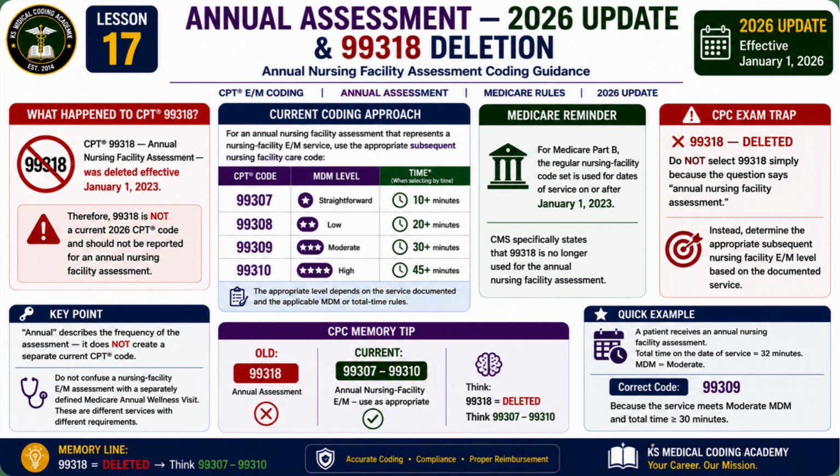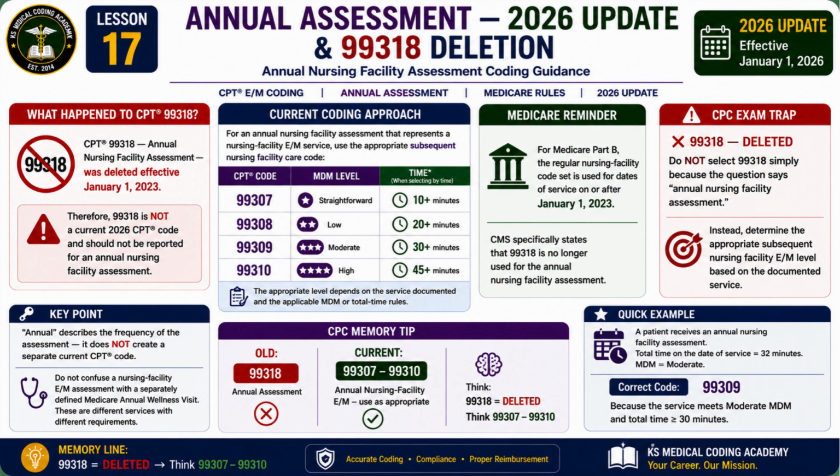Now let's review an important nursing facility coding update for the CPC exam. CPT 99318 was deleted effective January 1, 2023. CMS confirms that 99318 is no longer used to report the annual nursing facility assessment. So, if an exam question describes an annual nursing facility assessment, do not automatically choose 99318. Instead, for Medicare Part B, the regular nursing facility code set applies. Subsequent nursing facility services are reported with 99307 through 99310, as appropriate to the documented service.